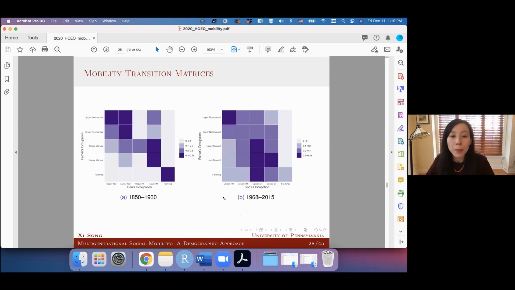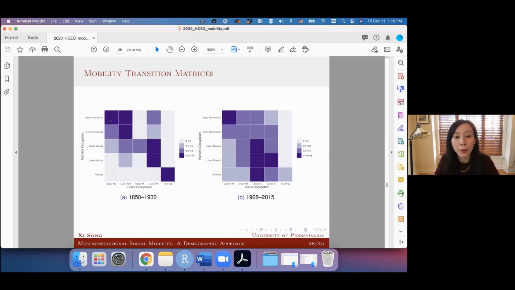So here are some mobility tables. I try to present them in terms of heat maps. As you will see, for the linked historical census, it shows a period between 1850 and 1930. I don't know whether the labels are too small, but here we consider five classes: upper non-manual, lower non-manual, upper manual, lower manual, and farming.